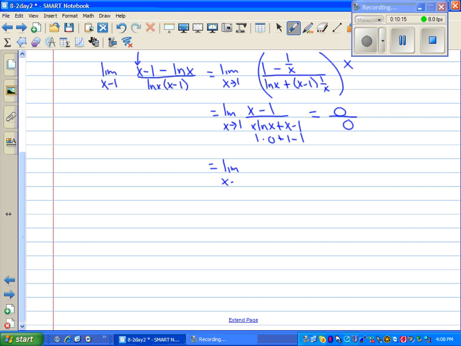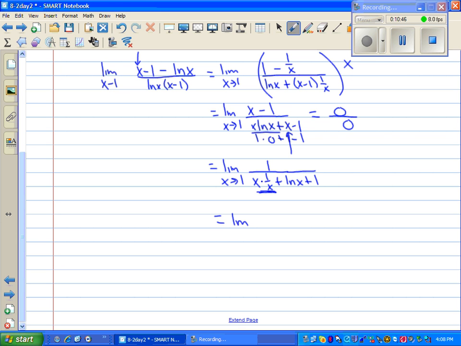So we have the limit as x approaches 1 of, well, the derivative of the top is just 1, over, and here we have the product rule again, first times derivative of second plus second times derivative of the first, and the derivative of first in this case is just 1. Derivative of x is 1, and the derivative of minus 1 would be 0.